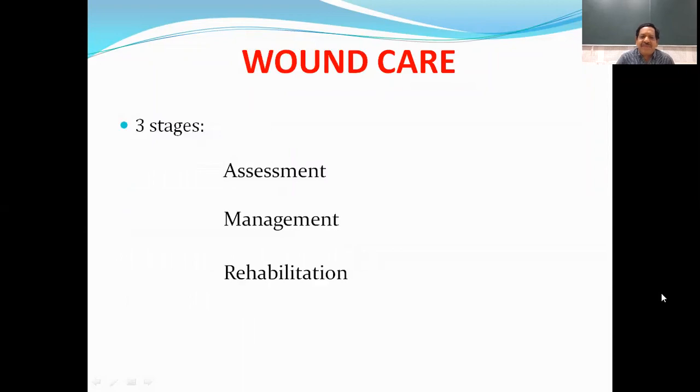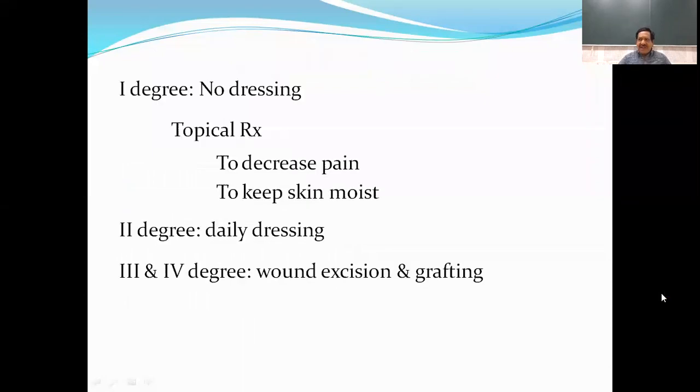And wound care has 3 stages: assessment, management, and rehabilitation. First degree, as we have seen, the skin epidermis is intact and no dressing is required. We only give topical, that is local therapy, to decrease pain and also to keep the skin moist so that the burn heals, generally within 3 to 5 days. Second degree, daily dressing is required. We have seen superficial and deep, based on whether the papillary dermis or reticular dermis is involved.